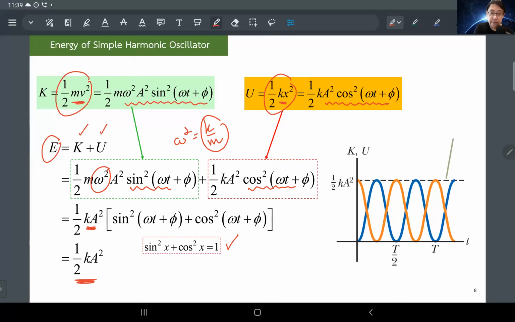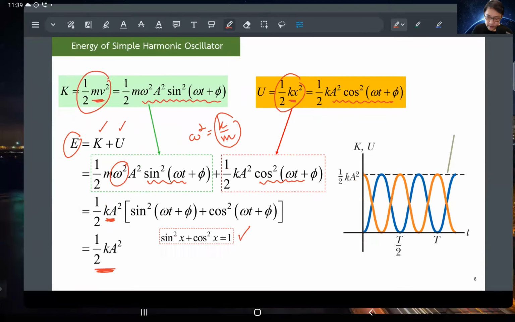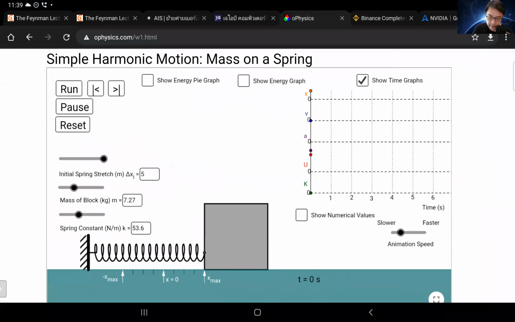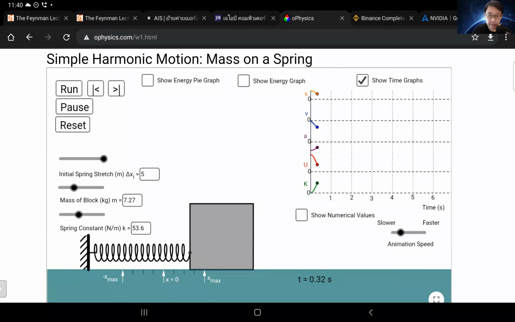Oh, you got that one? It has to be because of what? Because at the starting point, look at this one. Let me reset this. Okay, you start right here. See, you stretch the mass out. At the moment of the stretching, you already have a potential energy in it equal to what? 1/2 kA squared. And you let it go, bam.